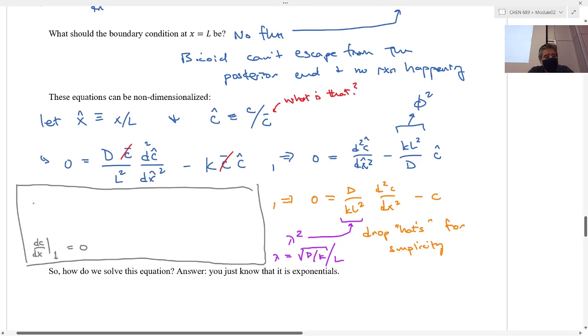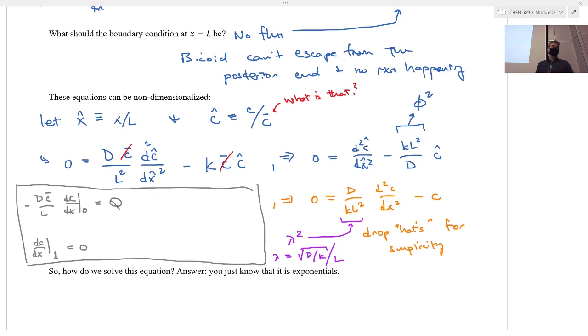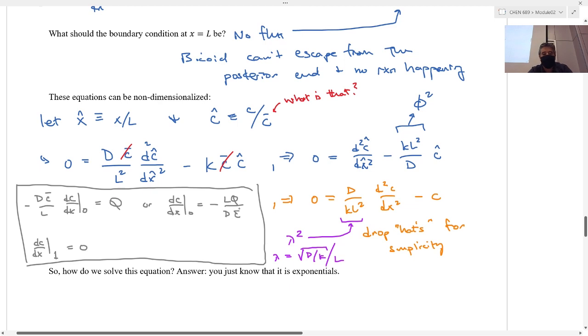And at the other side, we have our constant flux boundary condition, which is negative d. If I pull out the c bar, I have c bar. If I pull out the L, I have L in the denominator. dc dx, again without the hats, evaluated at x equals 0 equals q. So that's our constant flux boundary condition, non-dimensionalized. And let's go ahead and group all these constants together as well, so we have dc dx evaluated at 0 equals negative L q over d times c bar.